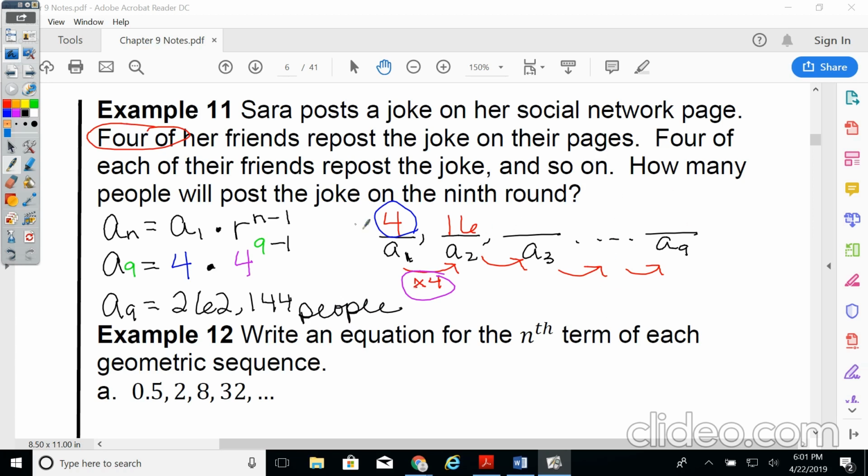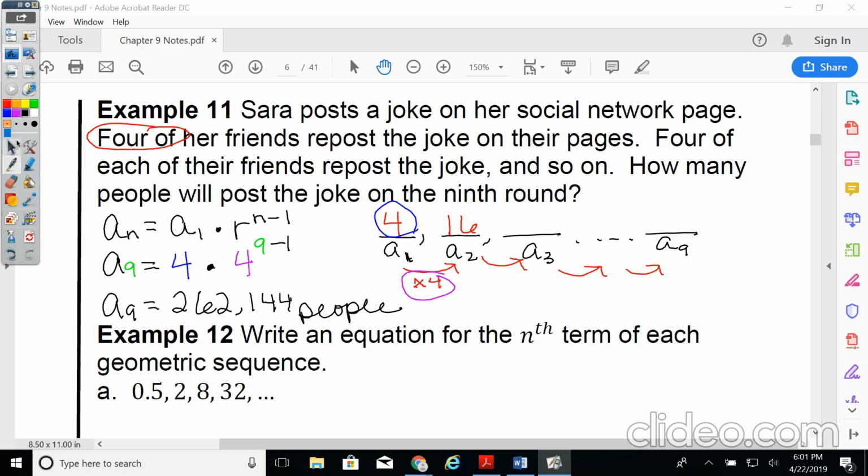Okay, so again, here the starting one is a sub 1. Sarah herself is not the round one. That would be like a0, the previous one. So you start with the number of people that post it, and then you just multiply from there. So over here would be that number on the 9th round.